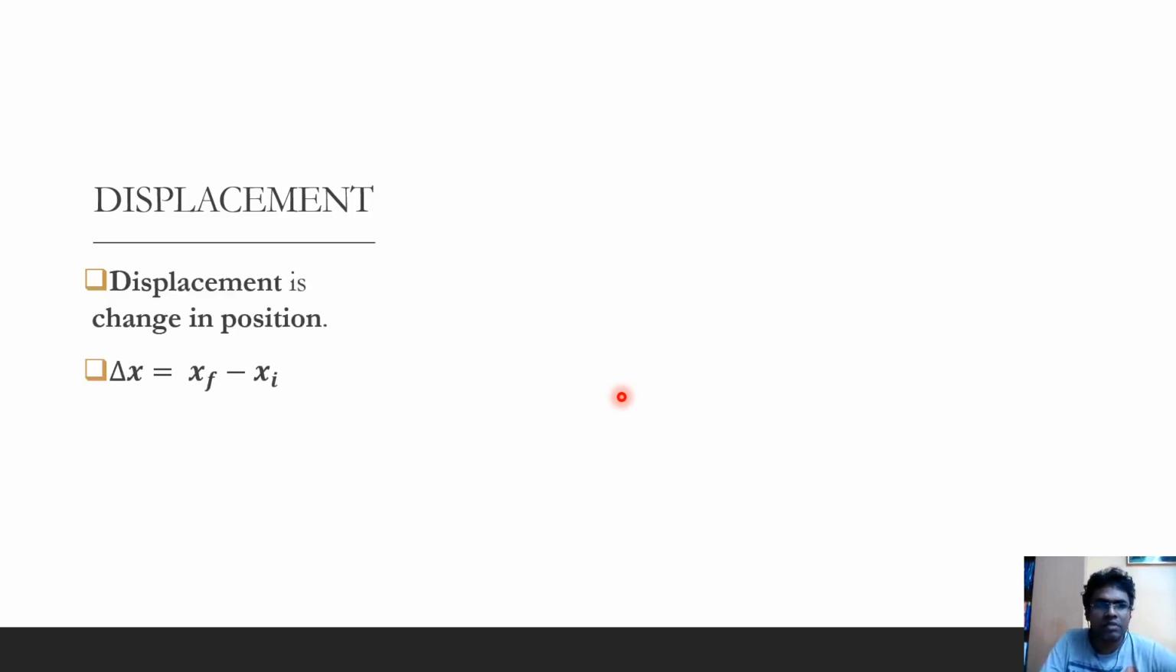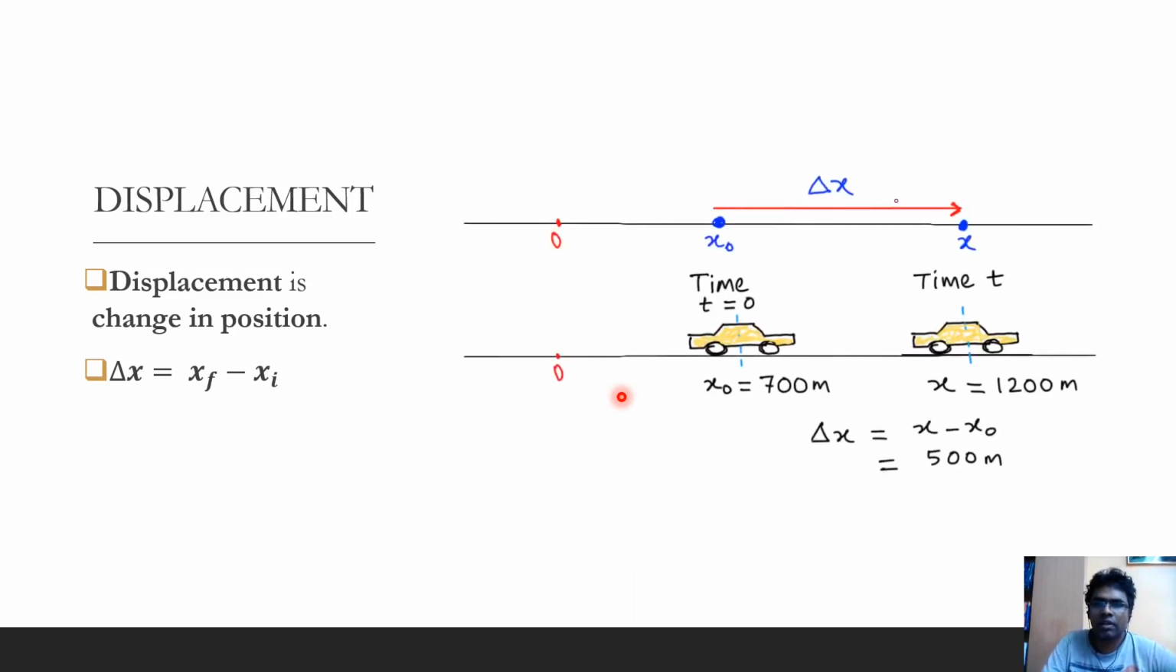So if you look at displacement, this is simply the change in position. So if you look at the diagram here on the right, I have shown a car at a position of 700 meters from the origin at say time t equal to 0. At a later moment in time, the car is at a position of 1200 meters, so in the positive direction. So the change in position is 1200 minus 700, which is 500 meters. So this is the displacement of the car.